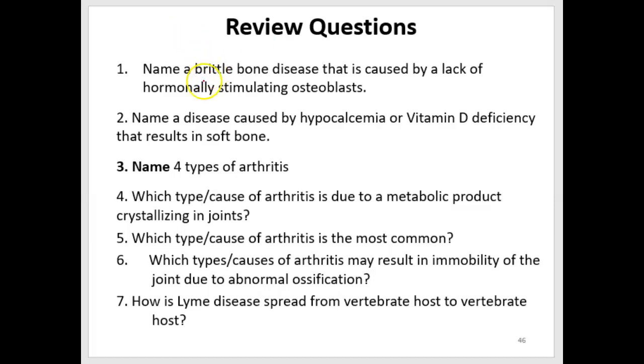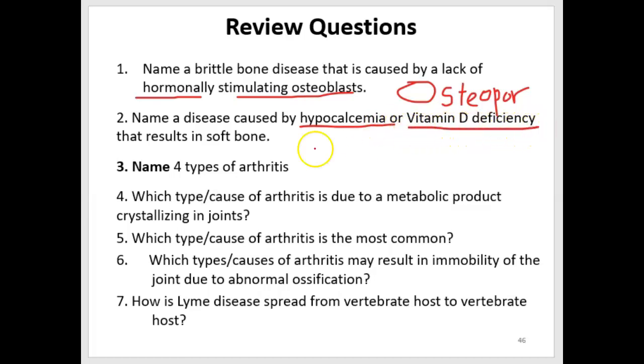Let's just look at a few review questions that will kind of summarize all the different disorders we talked about. Can you name a brittle bone disease that's caused by a lack of a hormone which would normally stimulate osteoblasts? Osteoporosis. And then number 2, name a disease that's caused by low calcium in the blood, hypocalcemia, or vitamin D deficiency that results in soft bones. Well, there were 2 of them, Osteomalacia and Rickets. Rickets in children.